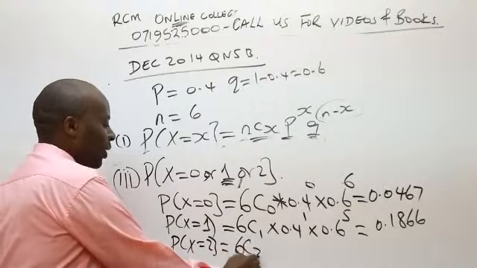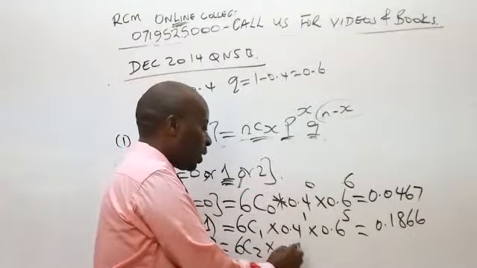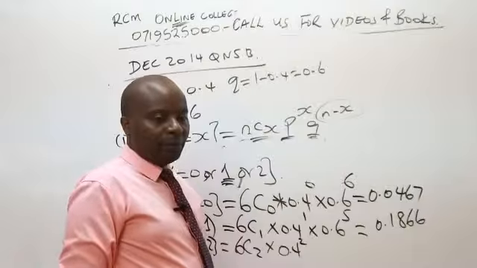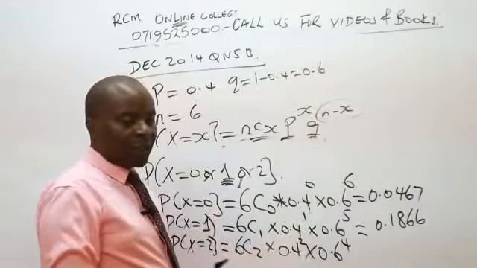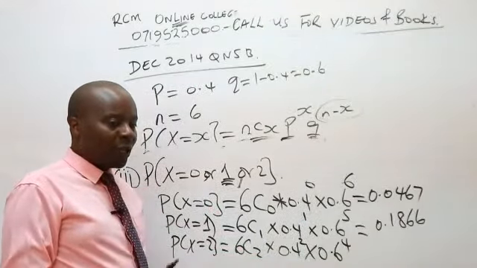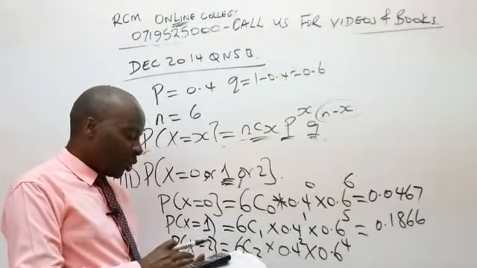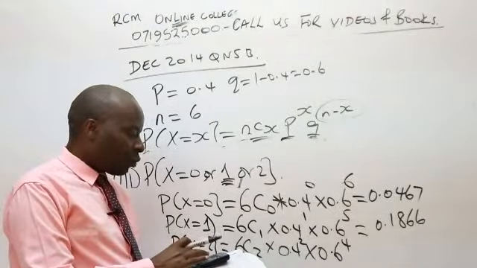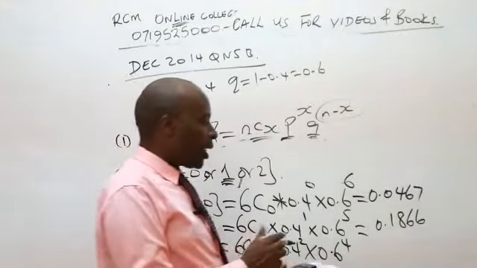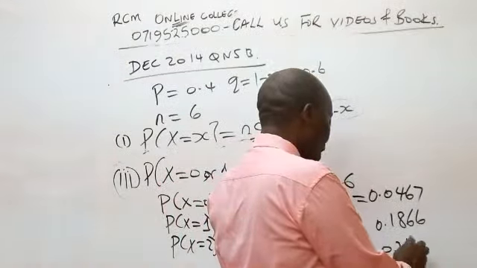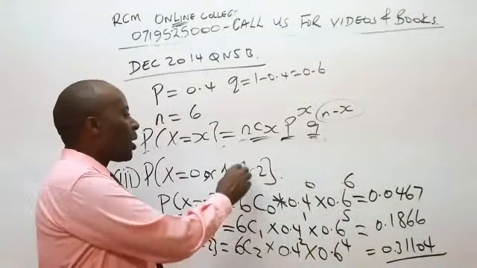And then we have probability of X being equal to 2. So this will be 6 combinations 2. I hope you are able to follow. We have probability of success, which is 0.4 raised to power 2. 0.6 this time will be raised to power 4, given the concept of balancing. The two powers must always add up to N. So this gives us 6 combinations 2 times 0.4 raised to power 2 times 0.6 raised to power 4, which at the end of the day gives me 0.31104.